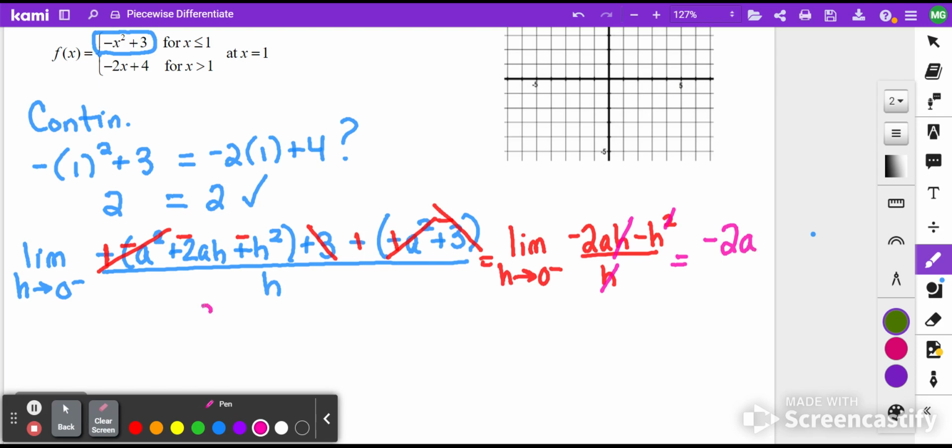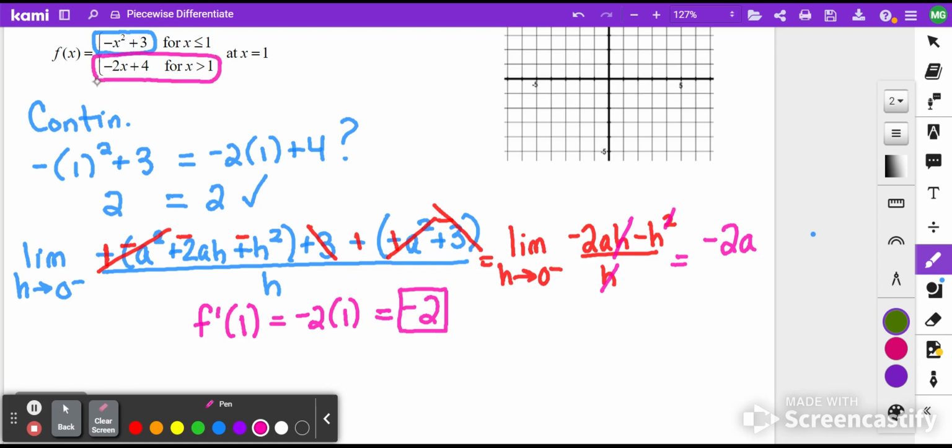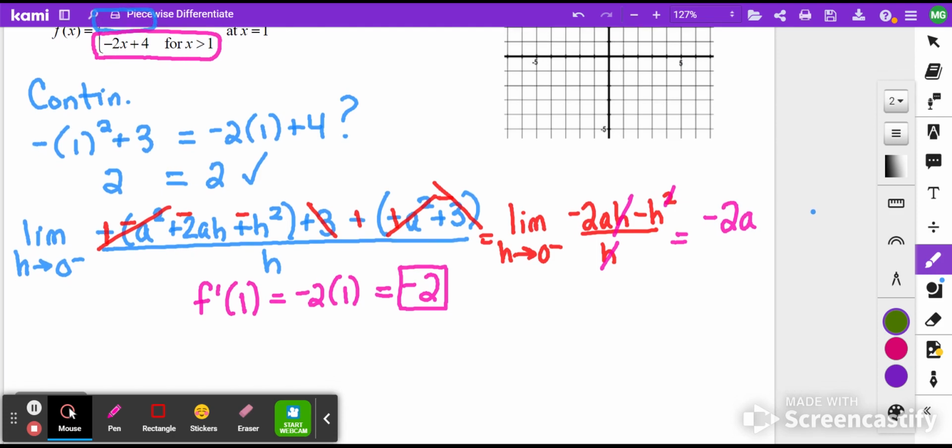Okay, and now let's find the slope. So let's find the slope of the tangent line when x equals 1. So we have negative 2 times 1, which is negative 2. Okay, so let's keep that, because if the slope of the tangent line here is negative 2, then the function is differentiable at x equals 1. If it's anything besides negative 2, it's not differentiable.